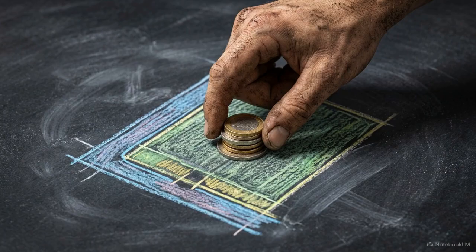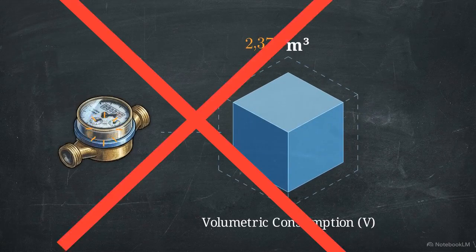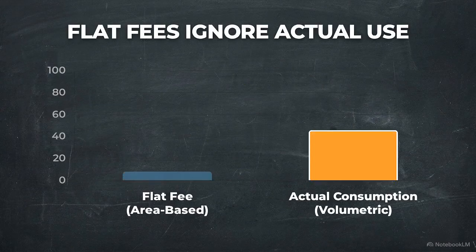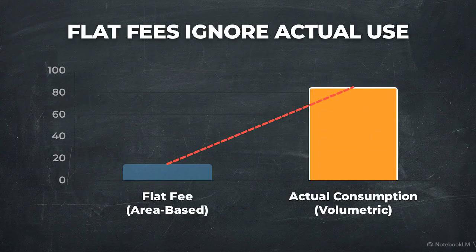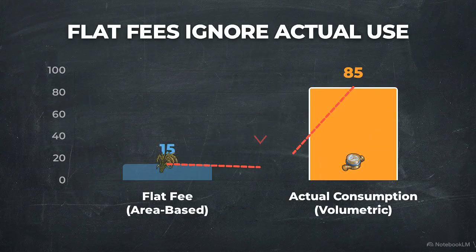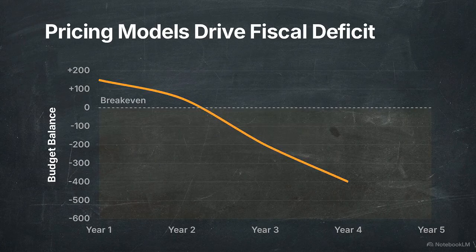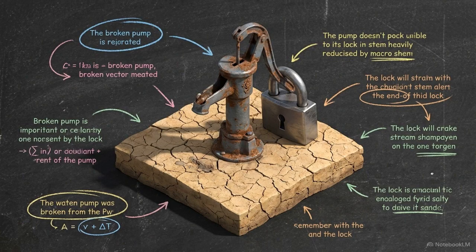Farmers pay a flat fee based on the acreage of their land, rather than the actual volume of water they consume. Disconnecting the cost of water from its consumption discourages efficient resource allocation. It limits the financial recovery of public systems and restricts the capital needed to upgrade failing irrigation infrastructure.